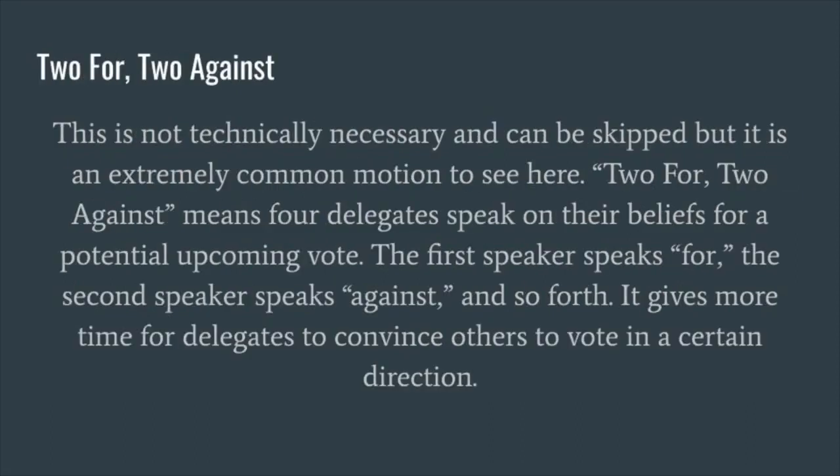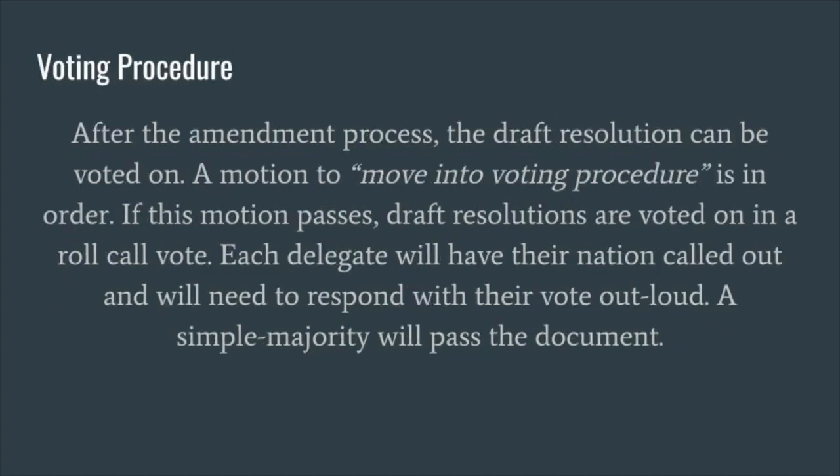After the amendment process, one should expect to see a motion for a 2 for, 2 against on the draft resolution. This is not technically required within the rules of debate, but it is extremely common. This is a useful moment for those who oppose the document to have their voices heard so they can explain why you should, potentially, vote against the paper. Alternatively, this gives the sponsors and supporters of the paper further time to explain why the committee needs to pass their resolution. Finally, to end the topic, the draft resolution is put to a vote.